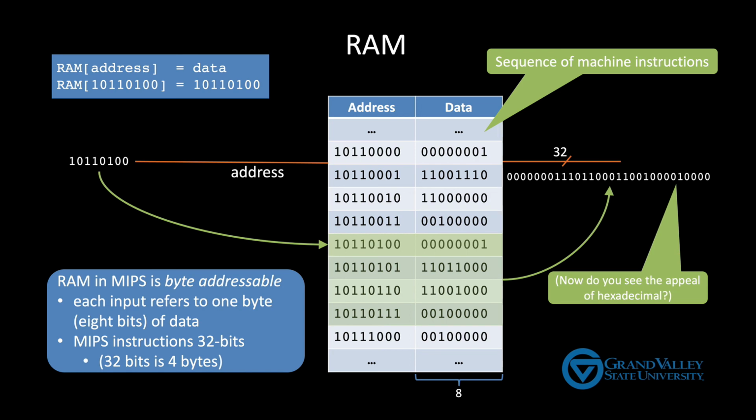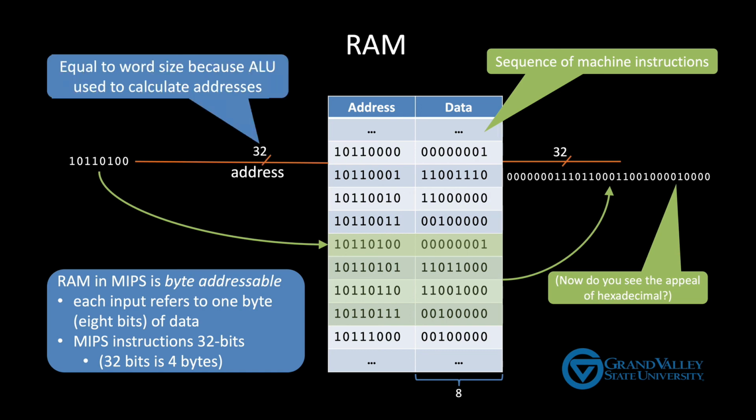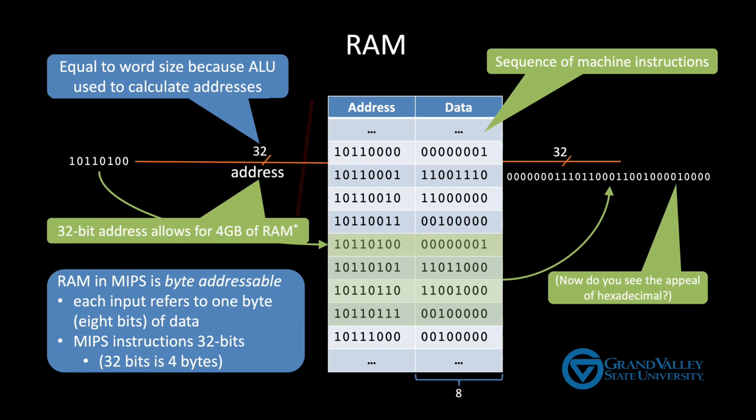Anyway, the size of the address depends on the amount of data you want access to. Since we will eventually be using our ALU to calculate memory addresses, it's convenient to make this address the same size as our word, 32 bits. This is yet another example of how the word size affects other CPU design decisions. Using a 32-bit address means that we can address up to 4 gigabytes of RAM.